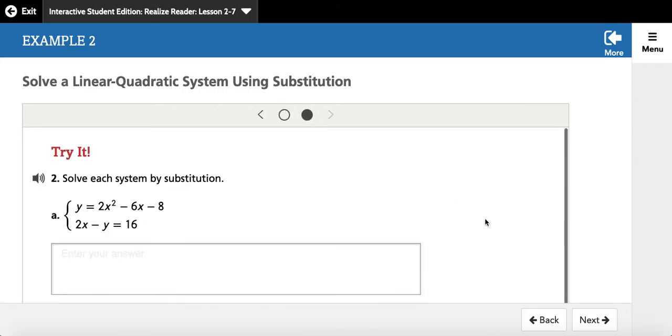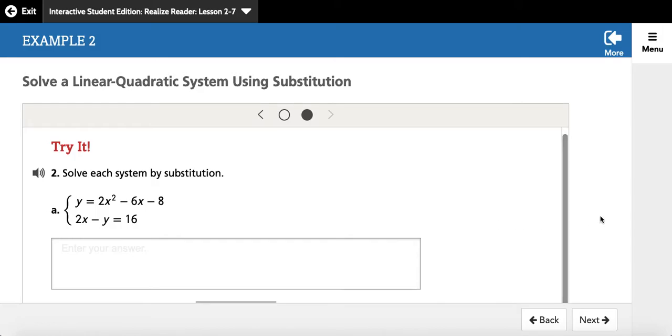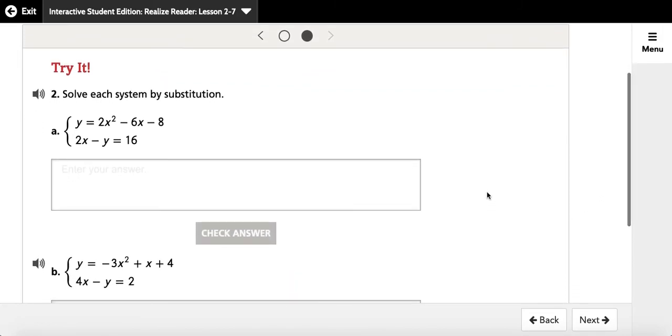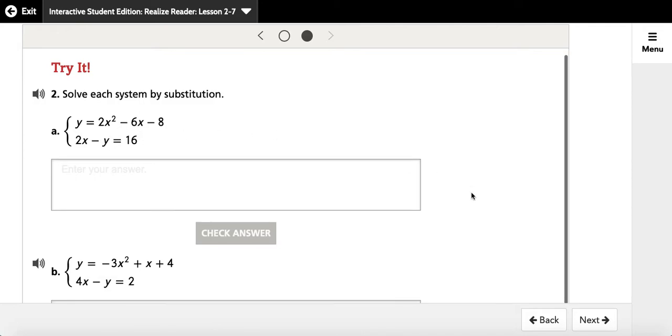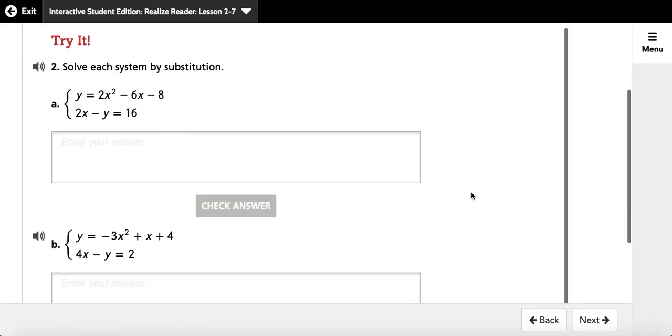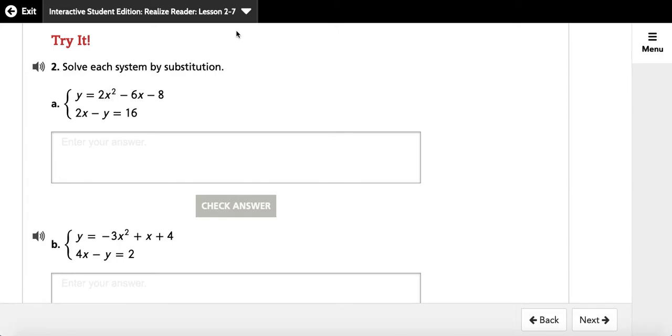Let's see what they want us to try. They give 2 for us to try. You don't have to do it the way they did by substituting the quadratic in. You could solve for the linear and put the linear in, but that's going to be a little tricky. Maybe I'll do that as an example. Go ahead and click pause, and I'll try that to give you an example of that.